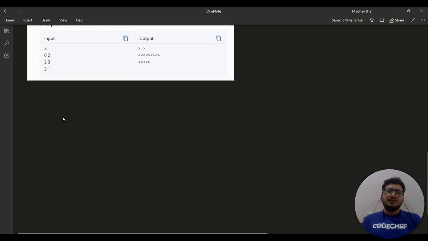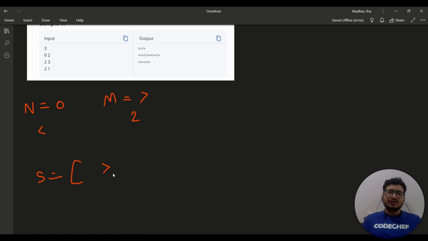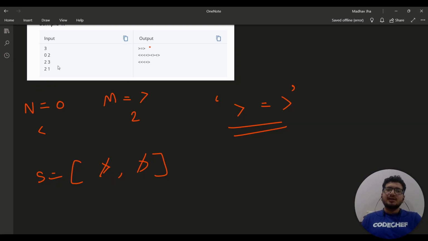Let's see some sample inputs. For the first sample input, the count of less than strings is 0 and the count of greater than strings is 2. So in our multiset, we only have these two strings, two greater signs. Now if we compare them, they both are equal. Since they are equal, we concatenate them, they become something like this, and we remove the original ones. So in our set, there is now a single string left, and since this is the only one we can form, it is by default the lexicographically smallest one. We can try the others.